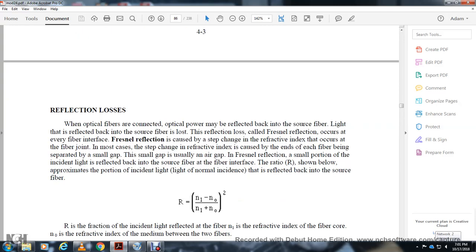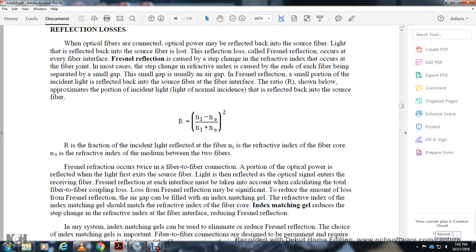The ratio is equal to the square of the refractive index of the fiber core, n1, minus the refractive index of the output medium, n-output, over n1 plus n-output. Here n1 is the refractive index of the fiber core, and n-output is the refractive index of the medium between the two fibers.